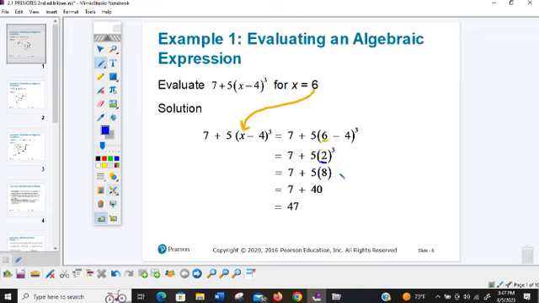The next thing you do in order of operations is your exponents. So we are going to take care of the 2 cubed. 2 times 2 times 2 gives me 8. Now I have 7 plus 5 times 8. Now remember in the next step, the M and the D stand for multiplication and division. You go from left to right. We're going to complete our multiplication and division from left to right.